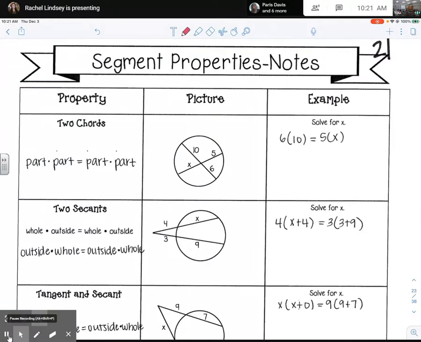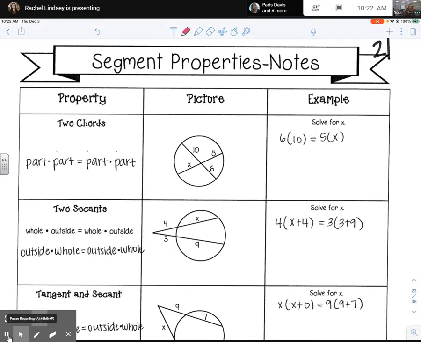Okay, so on page 21, go into page 21. We're moving on from just tangents, and we're going to look at segment properties. With this, there's three different things we can look at: two chords, two secants, and a tangent and a secant. When you have two chords inside, and you're given lengths of those chords, you're given this segment, this segment, this segment, and this segment. There is a formula that is part times part equals part times part.